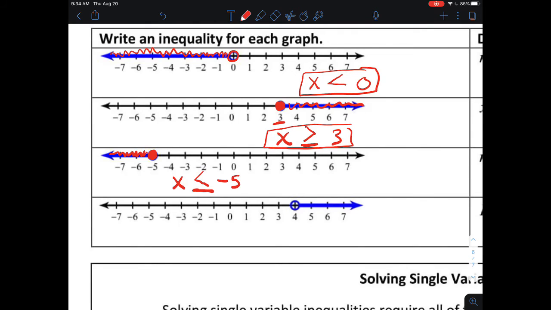One more of these graphing ones. Open circle at 4, shaded to the right. So I'd start with x and 4. Since we're shading towards numbers greater than 4, the inequality sign opens towards the x. Open circle means it doesn't get the line under it because I do not include the 4.